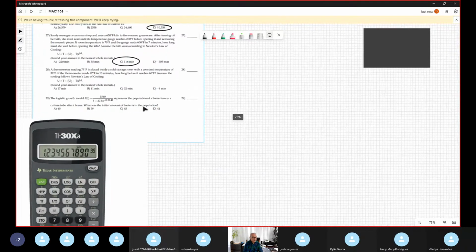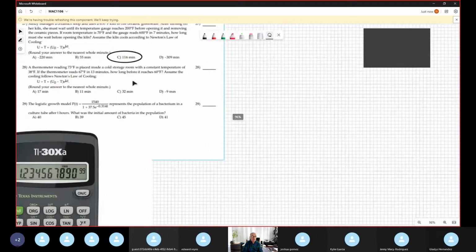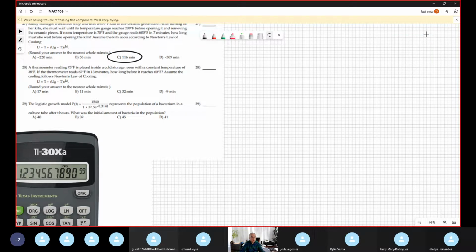Okay, the number 28 is similar. It's similar. Is it a thermometer? Is it a cooling also, no? Yes, it's a cooling. So, my thermometer reading 73 Fahrenheit degrees is placed inside the cool storage room. So, this is the initial temperature, no?